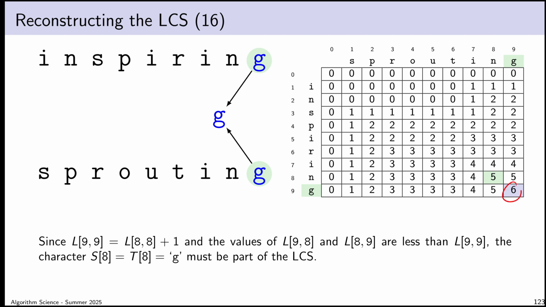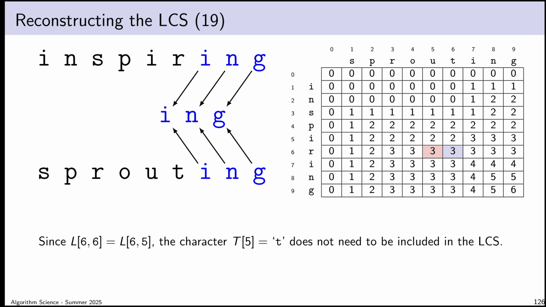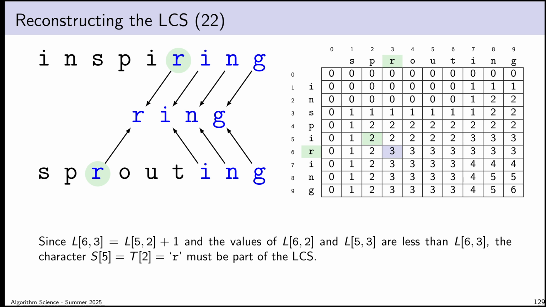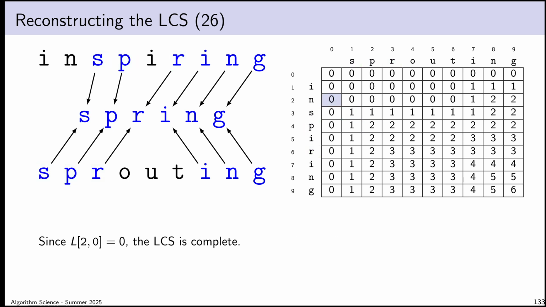Okay, so the first one is, I noticed that index 9, which corresponds to the letter G at the end, the LCS has length 6, but if I go up one row or over one column, the length is only 5, which means if I ignore the G, then I'm losing out, so I bring the G in, and then I bring in the N for the same reason, and then the I for the same reason, and then I move over a little bit, and eventually I end up bringing in the R, and then the P, and then the S, and then I hit a case which is 0, and so the LCS is complete. So the LCS of the words inspiring and sprouting is the word spring.